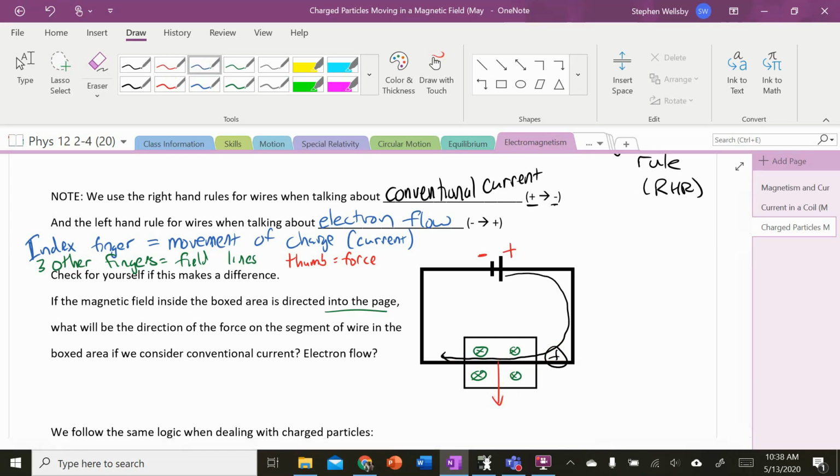Now let's look at electron flow. Electron flow means we have negatively charged particles moving this way through the circuit. I use my left hand index finger pointing to the right. Again, my three fingers for the field lines point into the page, and my thumb points towards me, or what I would call down in this case. So in both cases, we get the exact same direction for force. It's going this way here. In both cases, it's downwards.